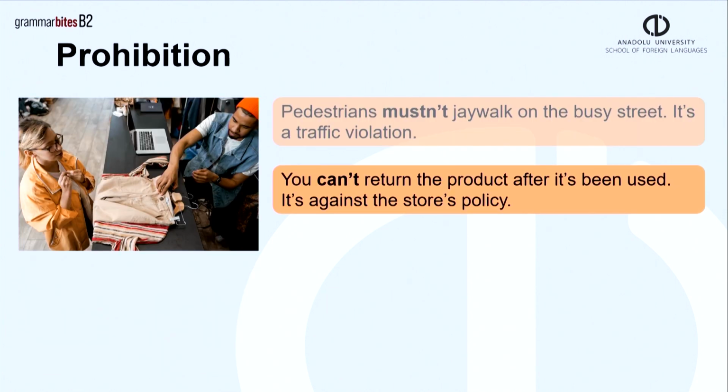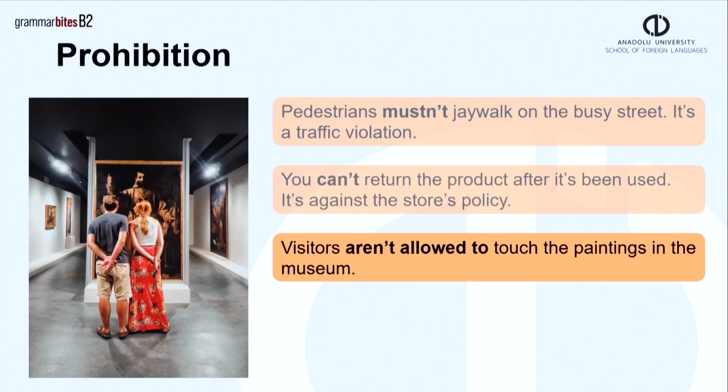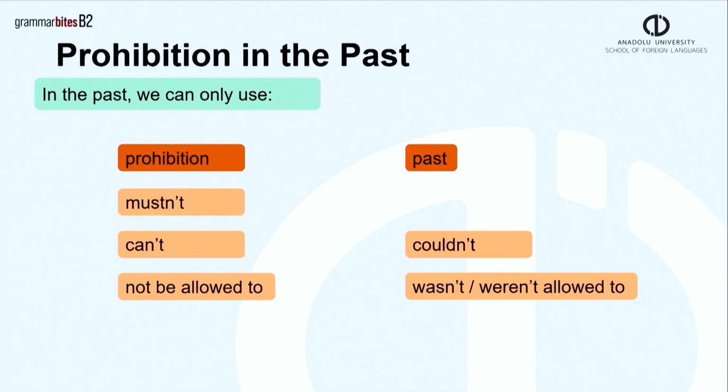You can't return the product after it's been used. It's against the store's policy. Visitors aren't allowed to touch the paintings in the museum. For prohibition in the past, we can only use couldn't and wasn't, weren't allowed to. There isn't a past form for mustn't. Here are some examples.